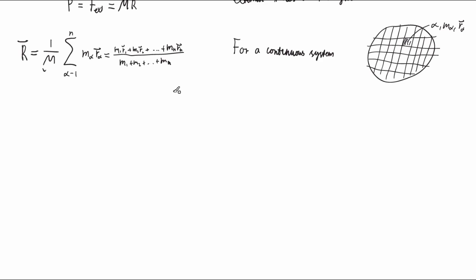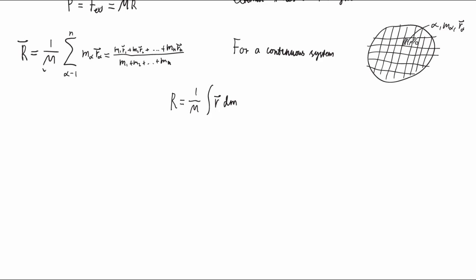So for a continuous system, R is going to be equal to 1 over m times the integral over the position over the object, integrating over the mass.